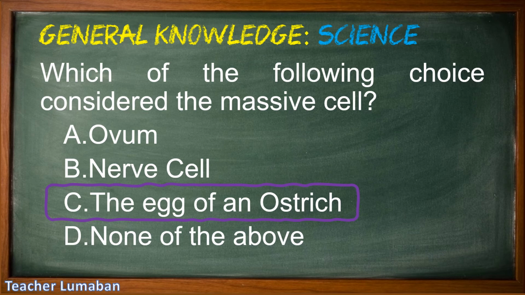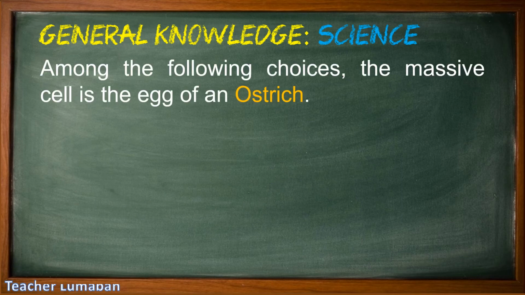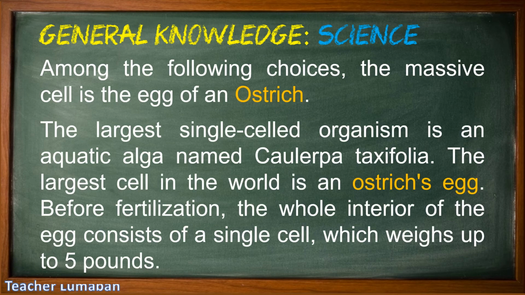Among the following choices, the massive cell is the egg of an ostrich. The largest single-celled organism is an aquatic alga named Caulerpa taxifolia. The largest cell in the world is an ostrich's egg. Before fertilization, the whole interior of the egg consists of a single cell, which weighs up to 5 pounds.